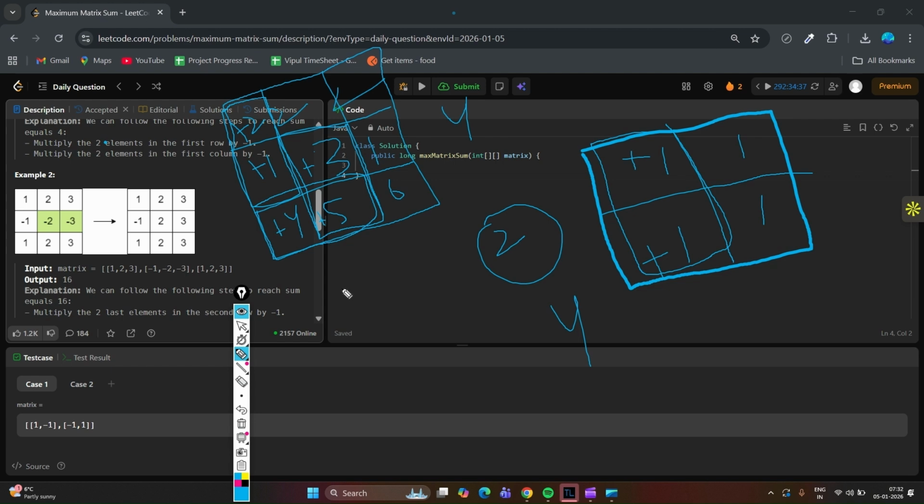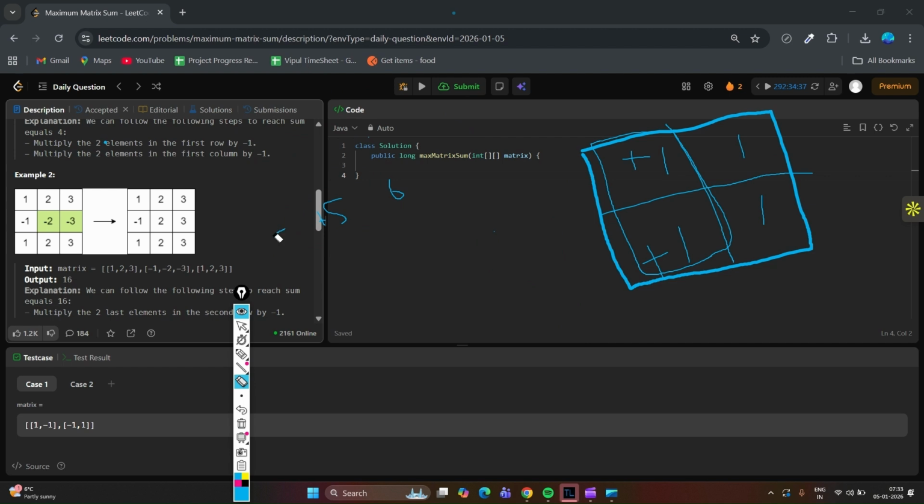Okay, so this is our approach for the even case. If you count all the negative numbers, and the count of negative numbers is even, then you just return the sum of all elements. Okay, but what about the odd number? What about the odd number? Okay, I'm erasing, and I can show you what my approach is.